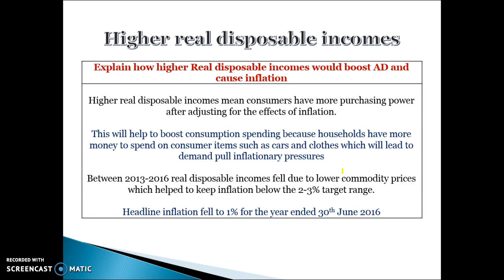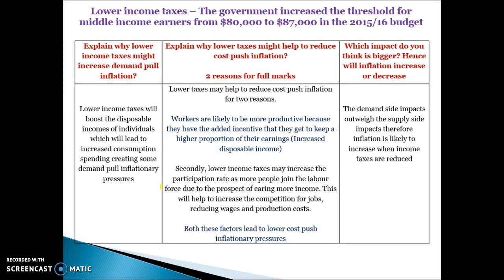Higher real disposable incomes, again, need to define real disposable incomes, is about our incomes after direct taxes adjusted for inflation, and it essentially means that consumers have more purchasing power. That will help to boost consumption spending. Consumers will spend more on things like cars and clothes and other items, which will then lead to shortages throughout the economy, and that can essentially lead to increased demand pull inflation throughout the economy. Higher real disposable incomes did fall for a period because of the lower commodity prices, but they have increased slightly in recent years.